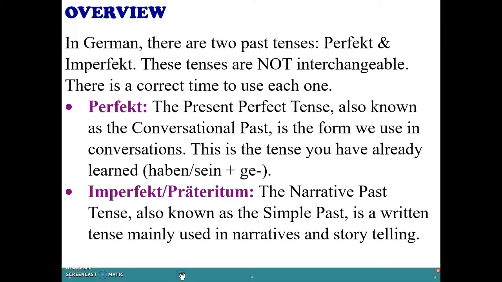The imperfect or Präteritum, it's called both of those things depending on which textbook you're looking at, which website you go to, Imperfekt and Präteritum. This is the narrative past tense, which is also known as the simple past, and it is a written tense mainly used in narratives and storytelling. Narrative past tense is the more descriptive name, to help you remember: narrative, narrating, you're writing a narrative. But the great thing about this is also the simple past tense, and it is much easier than the present perfect tense.